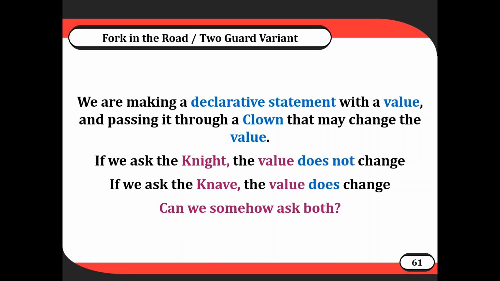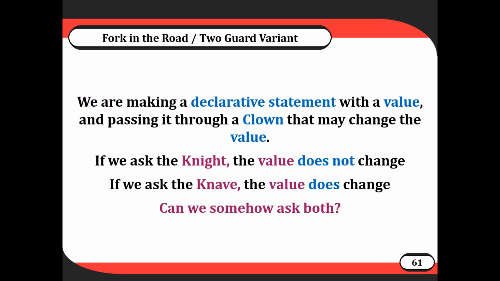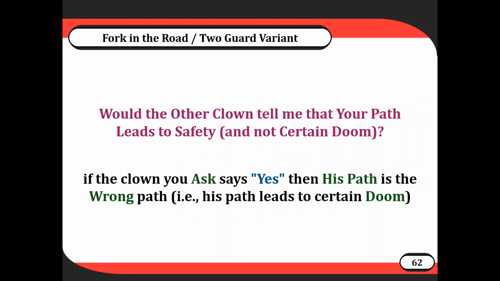So what we want to do is somehow ask both of them. So we want to pass this information through both of these clowns, because if we know the behavior of each individual one, but we don't know which one to pick, if we can somehow pass our information through both of them, then we know what the end result is going to be. The value is going to change once.